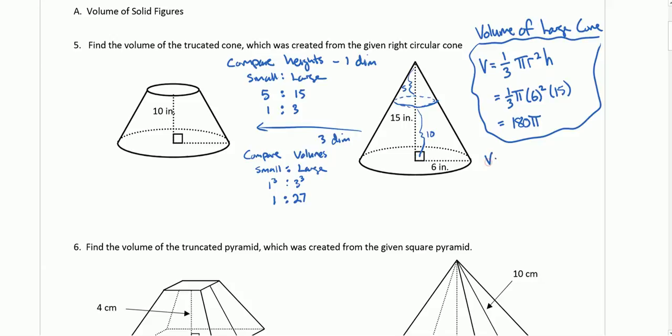So we can quickly get the volume of the smaller cone by taking the volume of the larger cone. I'll put V with a little s for volume of the smaller cone, is the volume of the larger cone, 180 pi, divided by 27, because it's 27 times smaller. And we can reduce that. If we divide top and bottom by 9, we end up with 20 pi over 3. As a decimal, we get about, I'll round it, 6.7 pi.